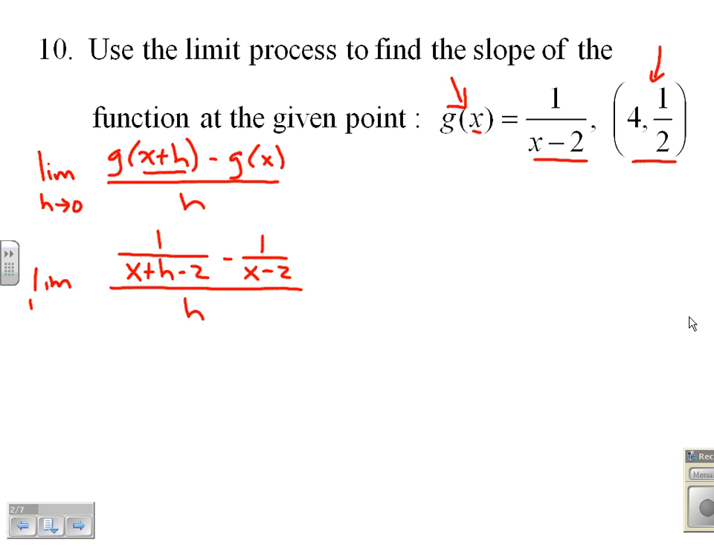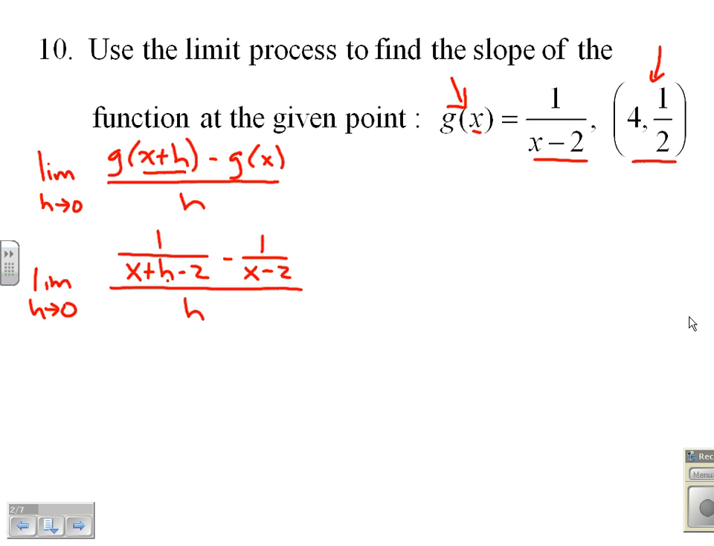Of course, we're looking for the limit as h approaches 0. Okay, so if we plug 0 in for h right now, you notice we would get 1 over x minus 2 minus 1 over x minus 2, 0 in the numerator, 0 in the denominator. So we have to do some manipulation.